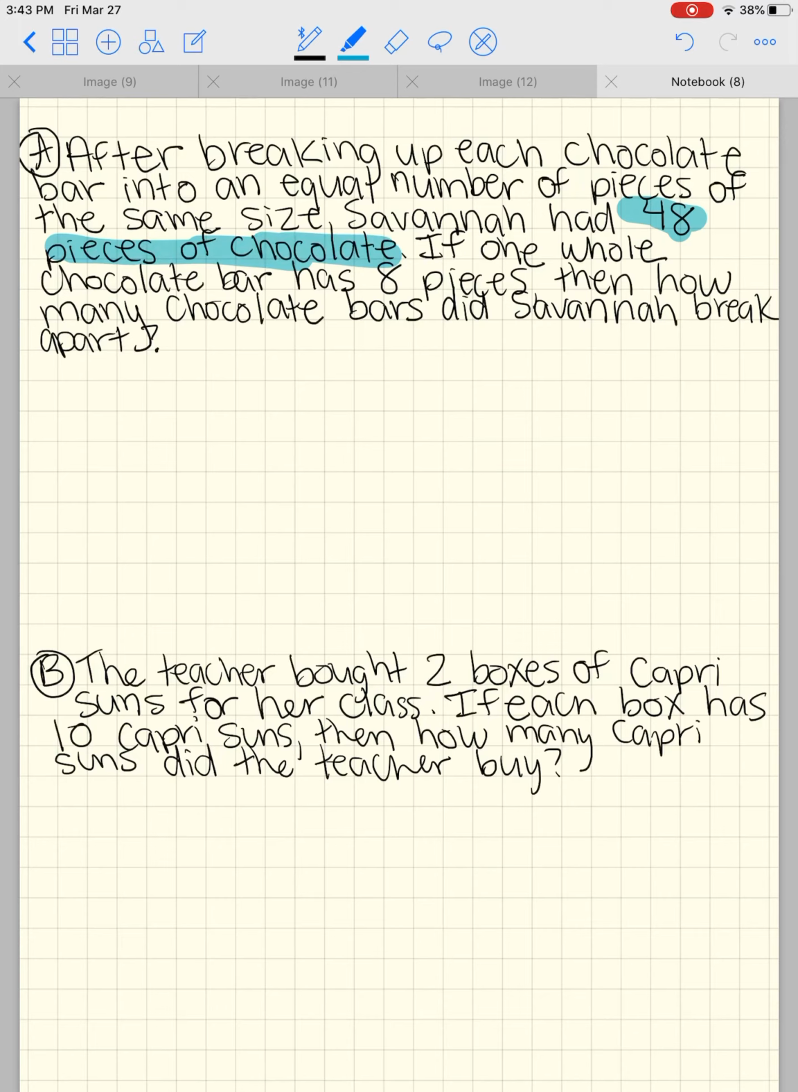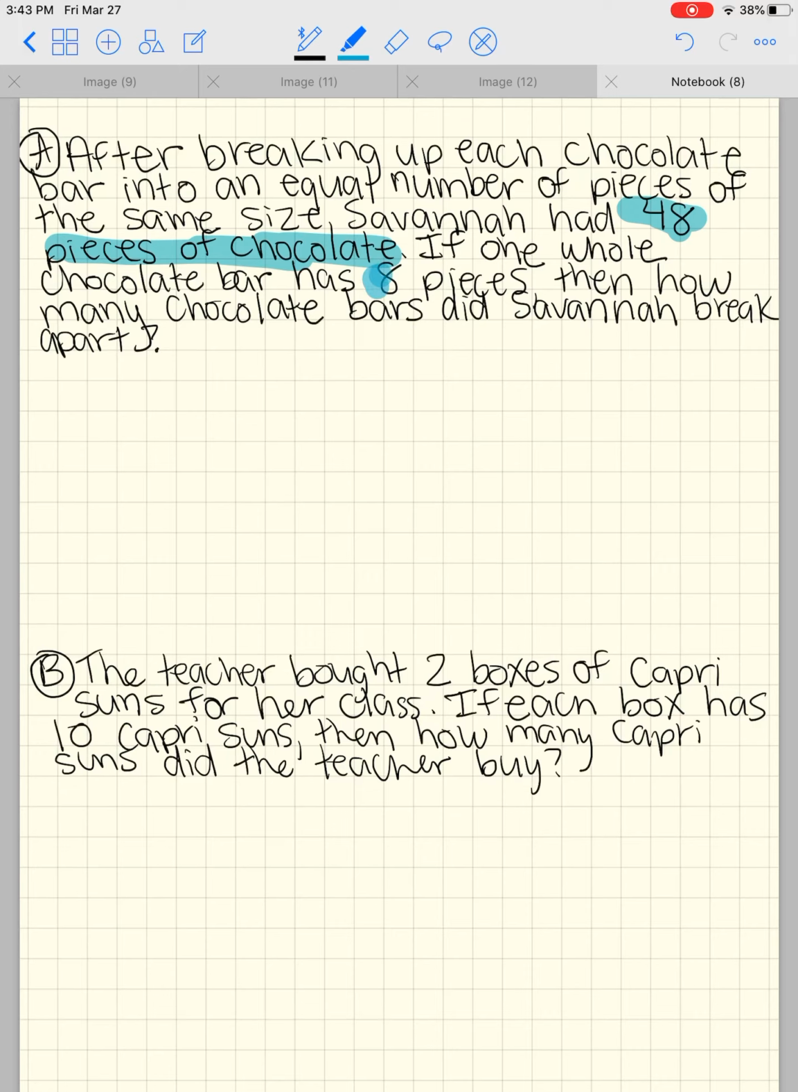So in my mind, if I were visualizing what was happening, I would imagine that Savannah had these chocolate bars that she was breaking up into equal sized pieces, and then after she broke them all up, she had 48 pieces sitting in front of her. So guess what? I think that is my whole. That is the total number of pieces that Savannah had.